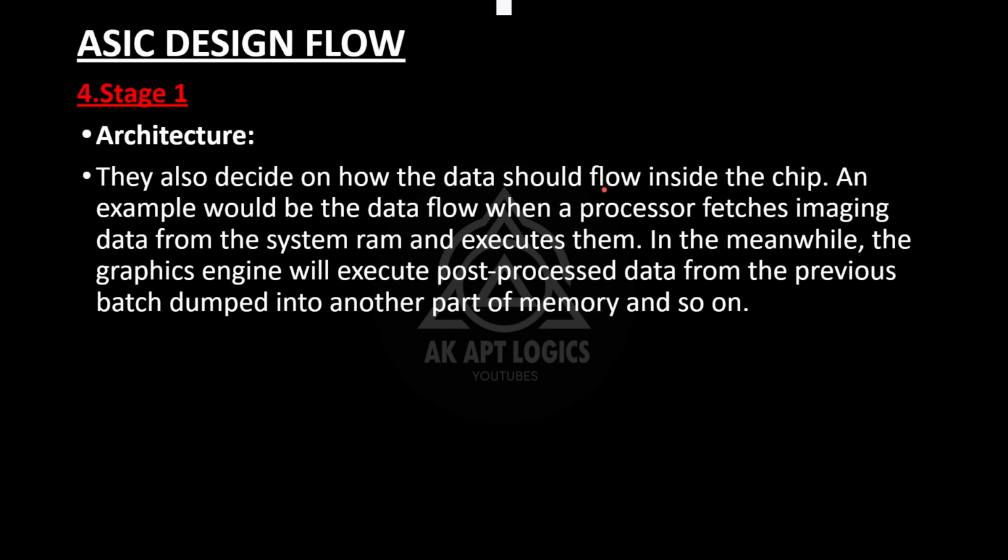They also decide how the data should flow inside the chip. An example would be the data flow when a processor fetches imaging data from the system RAM and executes it. In the meanwhile, the graphic engines will execute post-processed data from the previous batch dumped into another part of memory, and so on. So they have to think in this way also: how data should flow, how the processor fetches the image, and how the graphic engines will execute post-processed data from the previous batch dumped into another part of memory. All these things should be kept in the architect's mind.